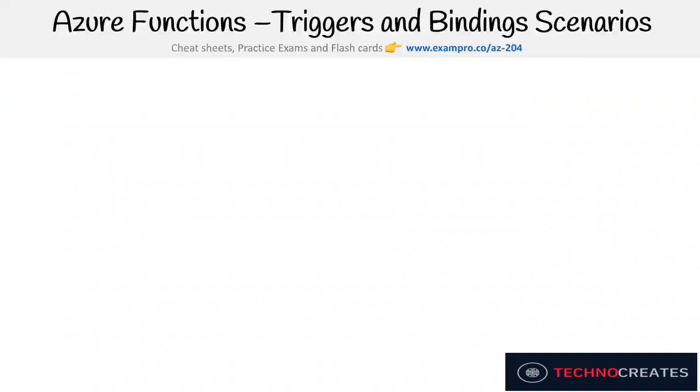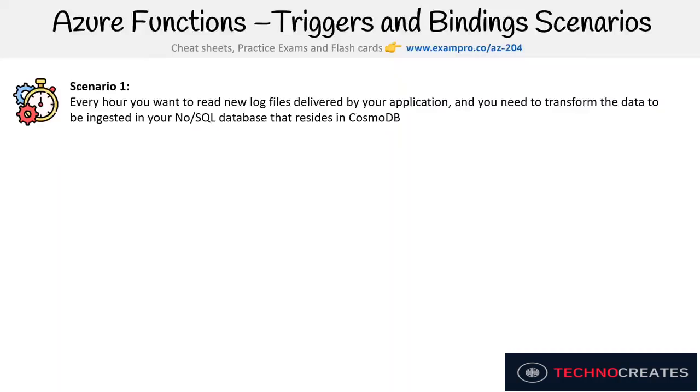Now what I want to do is go through a few scenarios of triggers and bindings to help cement the idea of their utility. So we'll take a look at our first scenario. Every hour you want to read a new log file delivered by your application, and you'll need to transform the data to be ingested in your NoSQL or SQL database that resides in CosmosDB.